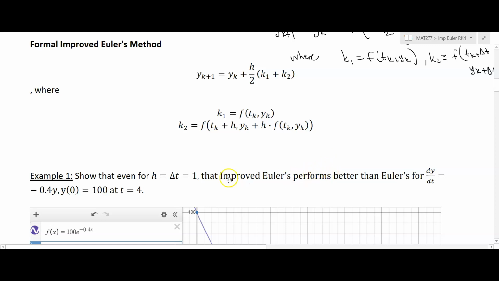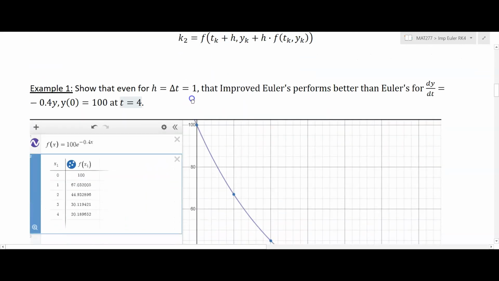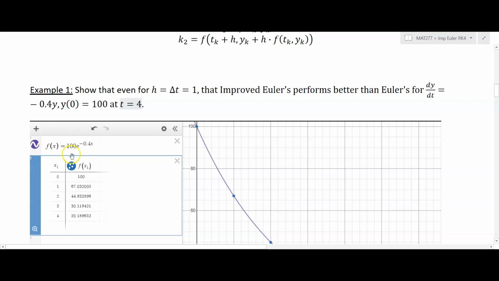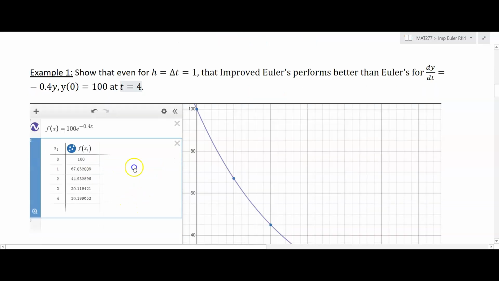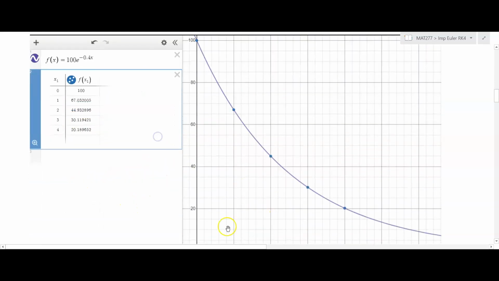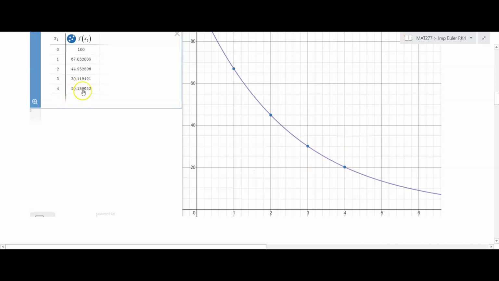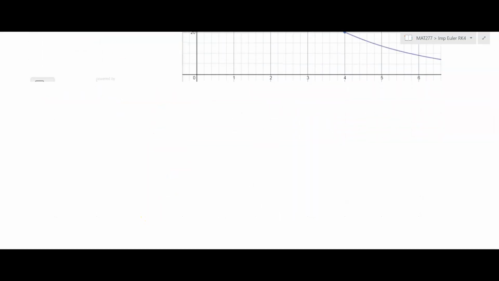Let's compare Euler's method to improved Euler's method and see that it performs better for this equation, dy dt equals negative 0.4y, with y of 0 being 100, our initial condition, and we want to compare these two processes at time 4. Now this is fortunately a separable differential equation, and if you were to solve it and evaluate the initial condition, you'd get 100e to the negative 0.4t. And this just shows me that at time 4, I expect my y value to be at this exact value, 20.189652.